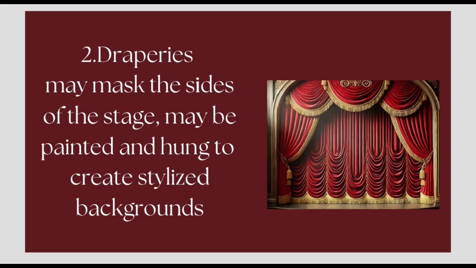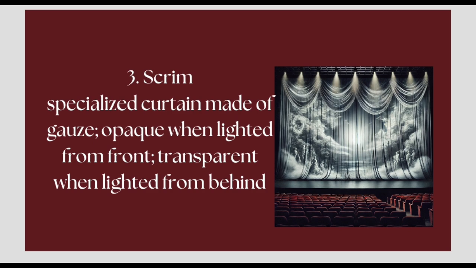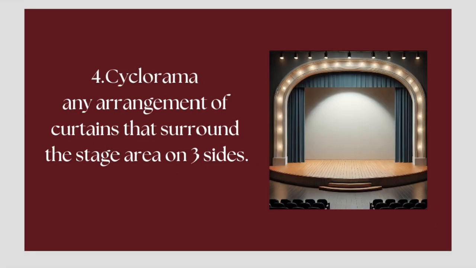And second, the draperies. They are fabric panels that may cover or mask the side of the stage. They can also be painted and used to create a decorative or stylish background. So third, we have scrim. It is a special curtain made of gauze that looks solid when lit from the front but becomes see-through when lit from behind. And lastly, we have the cyclorama. It is the curtains arranged to surround the stage on three sides, often used to create the illusion of sky or open space.